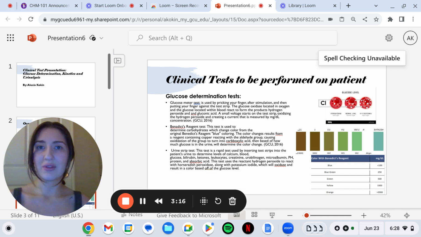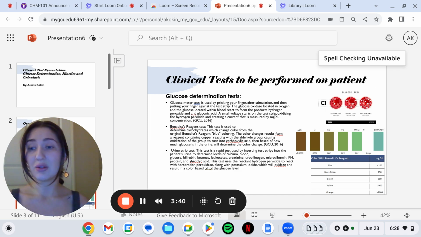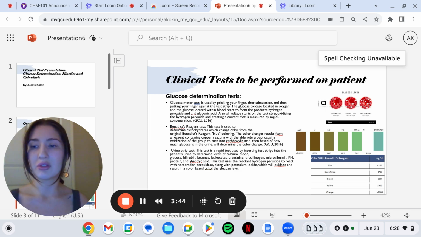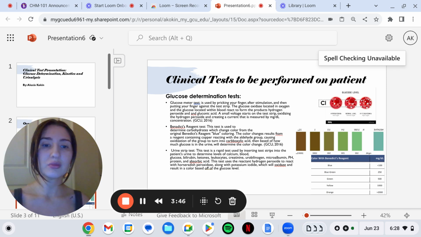For this specific test, you can see that a negative reaction will have a closer to a blue tealish color, whereas if there's a level of 100, then it'll be closer to a lighter green versus a 250 level. We'll have a little bit of a darker green, and it'll continue to get darker, going all the way up to a dark brown if there's a level of 2000 or above.